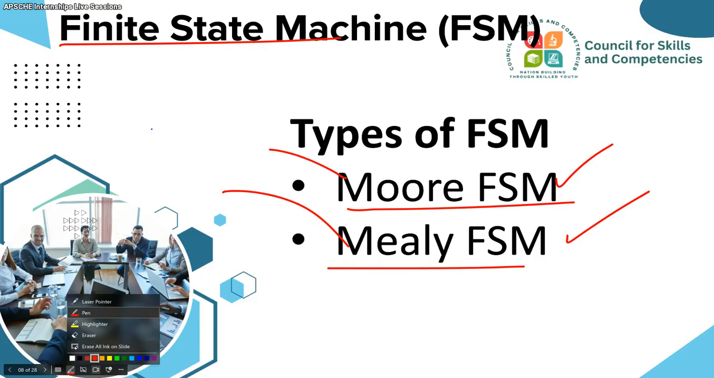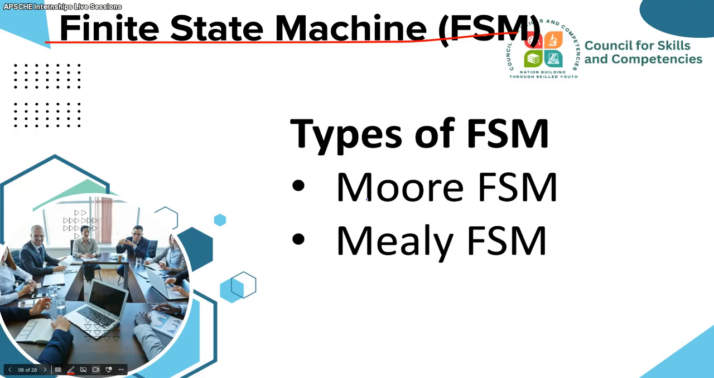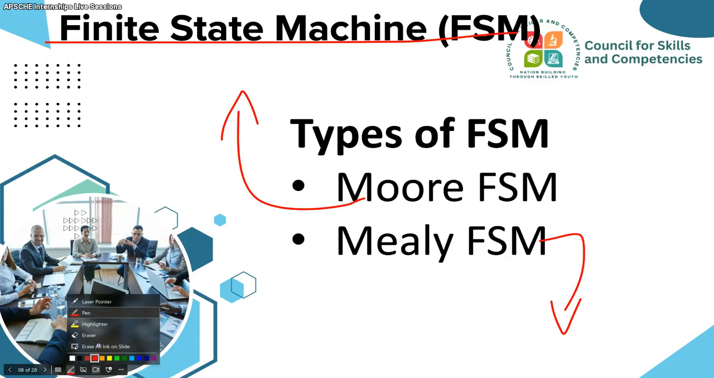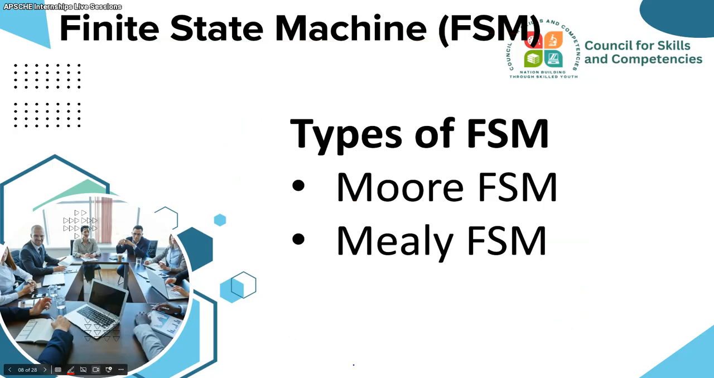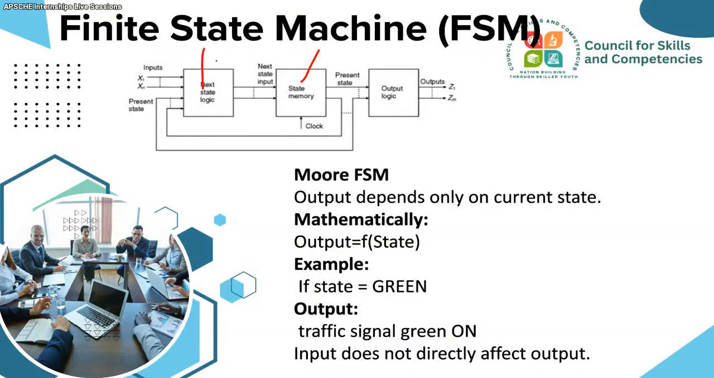When you apply a finite state machine, you can derive either a Moore machine or a Mealy machine. You try to understand what the difference is between the Moore machine and the Mealy finite state machine. Okay, so I told you there is a state memory, there is a next state logic, and there is an output logic. Now, you see.